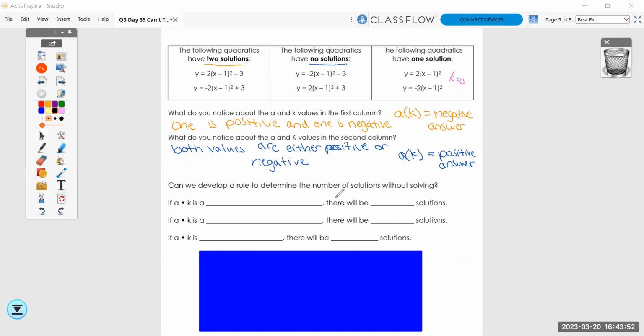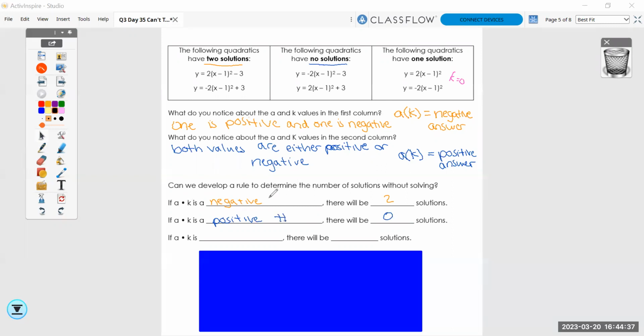So we can develop a rule, something to make it really easy for us. If the question is how many solutions, instead of having to graph it and look at the graph, we can quickly decide how many solutions by looking at vertex form. So here we go. If A times K is negative, then we're going to have two solutions. If A times K is a positive number, a positive product, we're going to have 0 solutions.